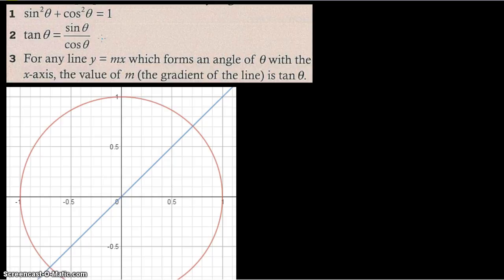Okay, for the third one, we are just trying to relate a straight line, the slope of a straight line specifically, with the tangent of the angle. Okay, so let's start with the first one.